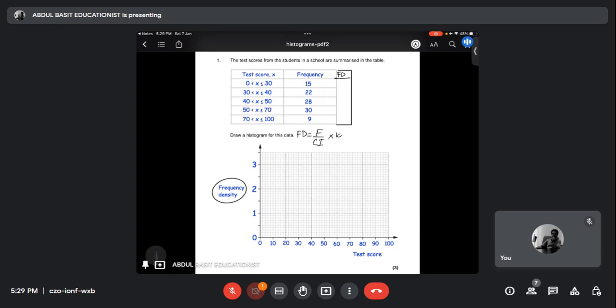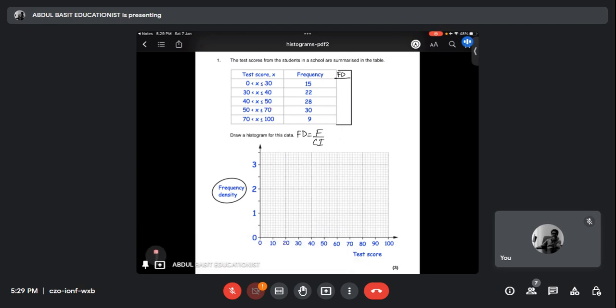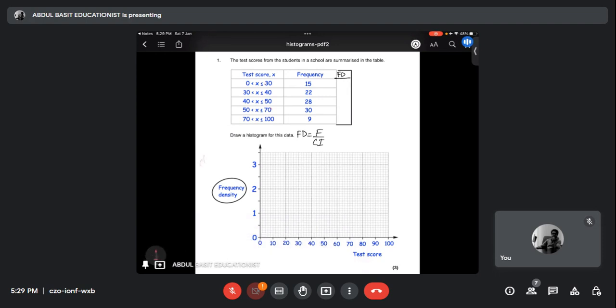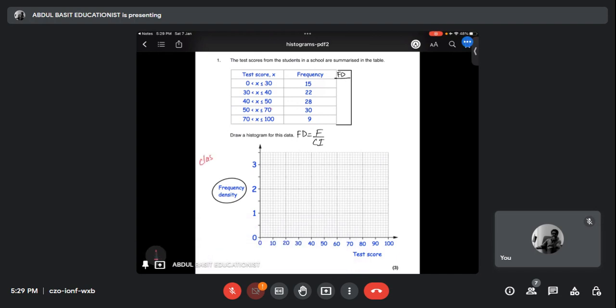As we know, none of the pillars is made already in the graph. Okay, the graph is wholly empty. So K is 1, so we have to remove K from the formula. Now it's frequency divided by class interval. Okay, how to find out the class interval? That's the question now. Class interval is equal to last minus first.